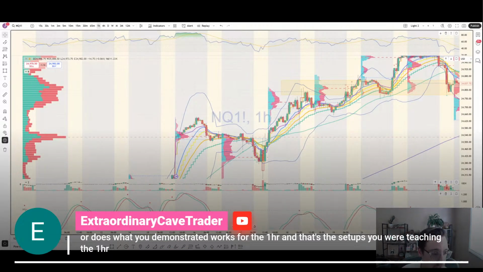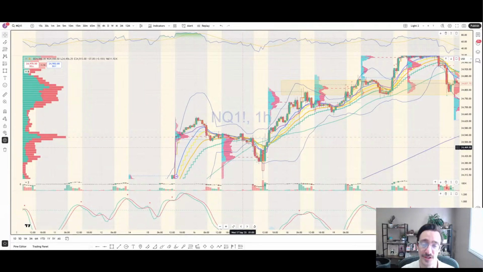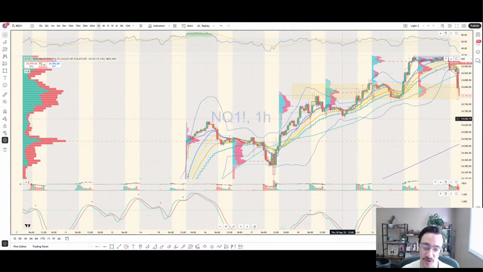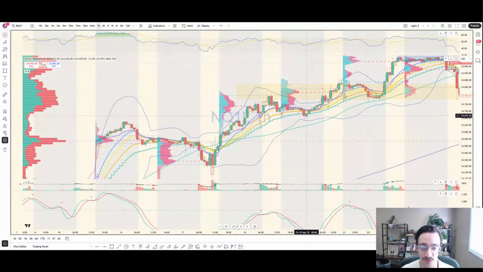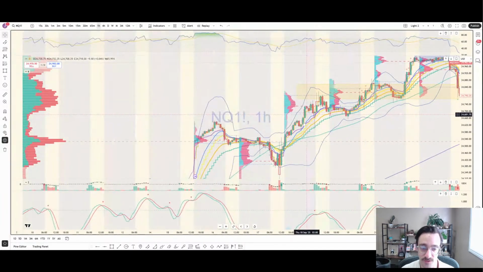Let's see. Yeah, extraordinary cave trader. So does what you demonstrated work for the 1 hour? And that's the setups I was teaching on the 1 hour. So these work on all time frames, but when I'm talking about the hourly trigger, for example, that is primarily on the hourly chart. I'm looking for an hourly close, like a reclaim of this trigger. It can close underneath, that's fine. And then I'll just wait until it closes above it right there, and that's the buy signal.